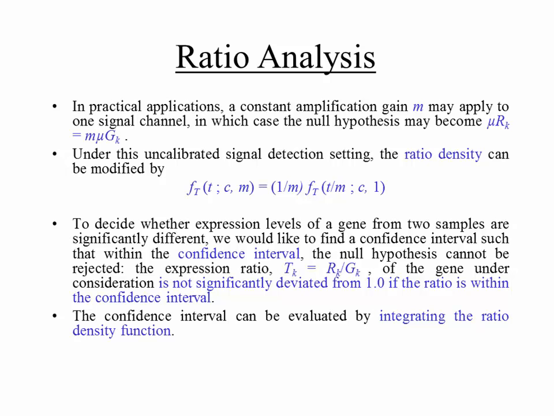So you'd like to find a confidence interval such that within the confidence interval, the null hypothesis cannot be rejected. Null hypothesis is that the means are equal. So the expression ratio Tk, which is Rk over Gk of the gene under consideration, is not significantly deviated from 1 if the ratio is within that confidence interval. And the confidence interval can be evaluated by integrating the ratio density function, because you have the probability mass under the curve, you can integrate that to find out what the confidence interval is going to be.